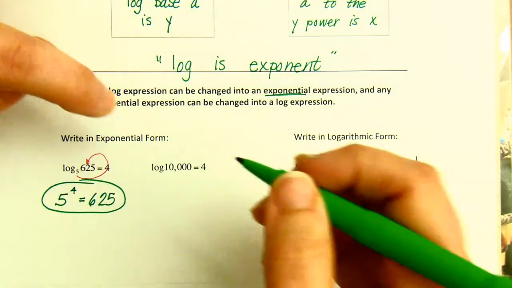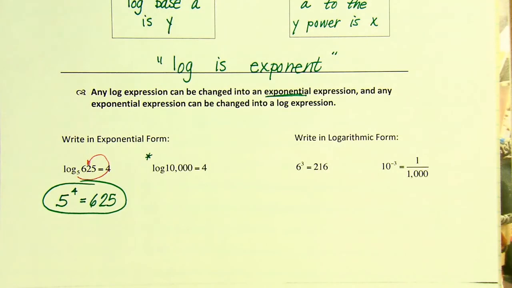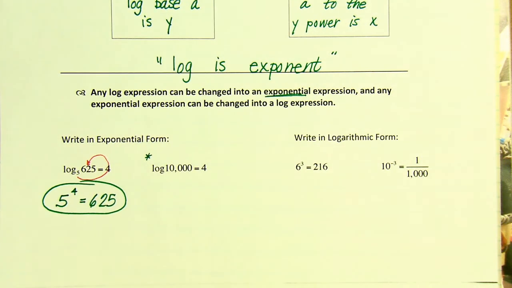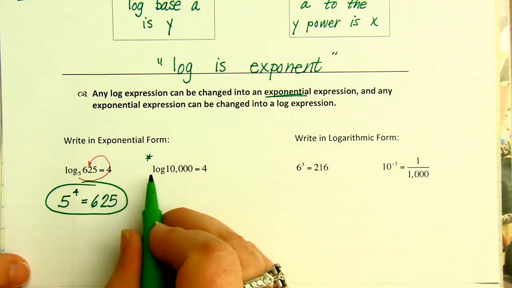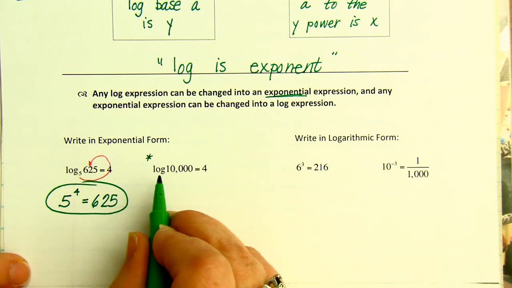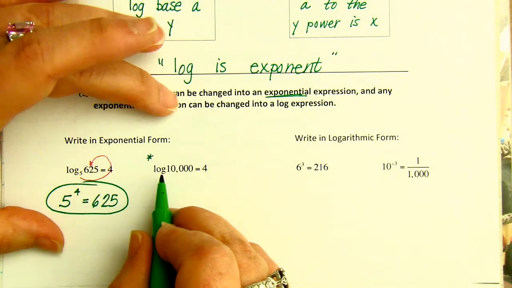Now, this problem here, notice there is no base, or the base is not written. Here I clearly saw the subscript of a 5, so I can clearly see that the base was 5. Folks, when you just see something like log of 10,000, this means the base is 10. This is a common log.